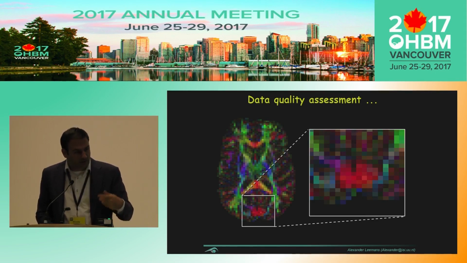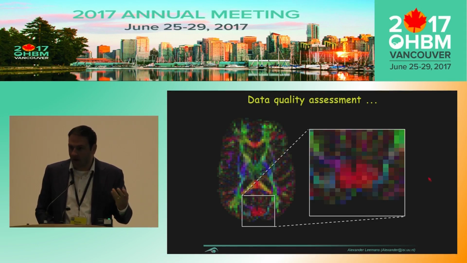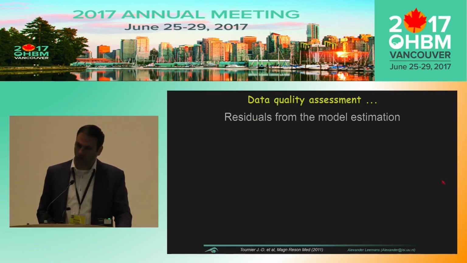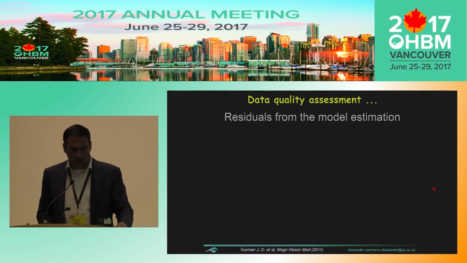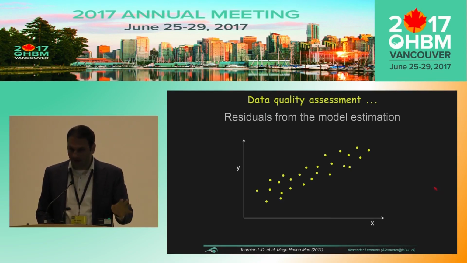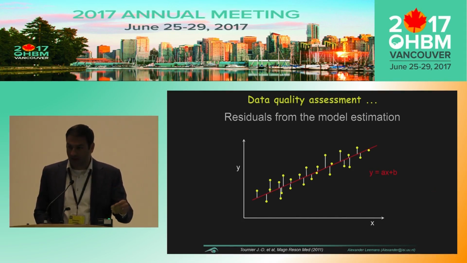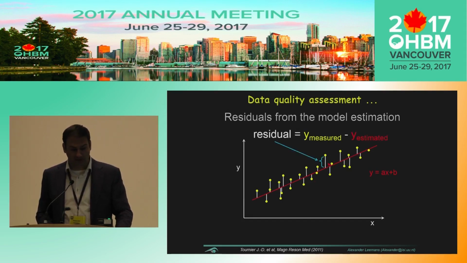So you may want to look into this, like, how do I know which color is correct, and is there any quality assessment here? Well, we can resort to something called the residuals from your model estimation. So I just make a kind of analogy here. If you have a set of points and you fit your line, this is your model if you want, then the residuals are basically the differences between what you measure, the yellow dots, and the predicted values, the estimates, in this case derived from your red line. Okay, so these are the residuals.